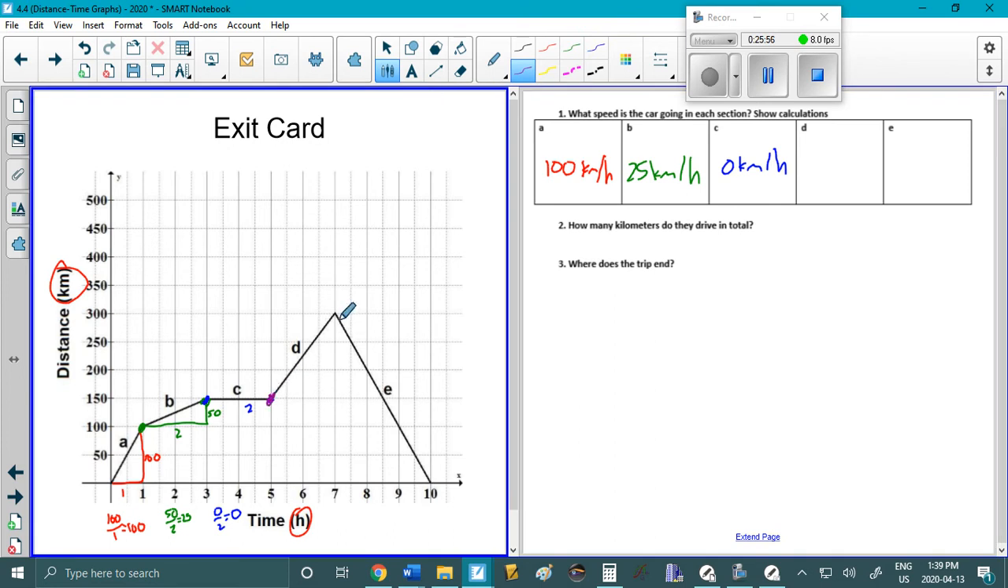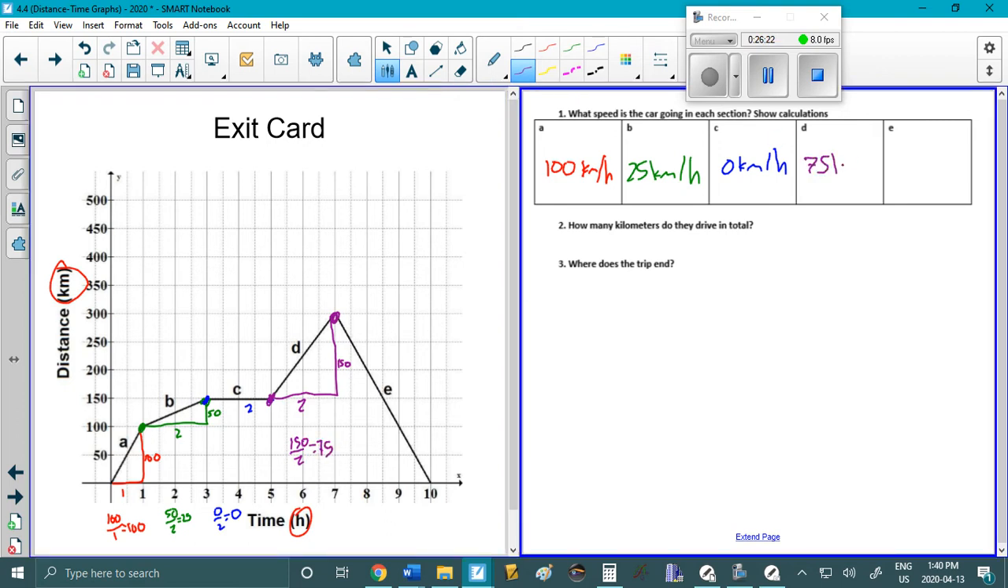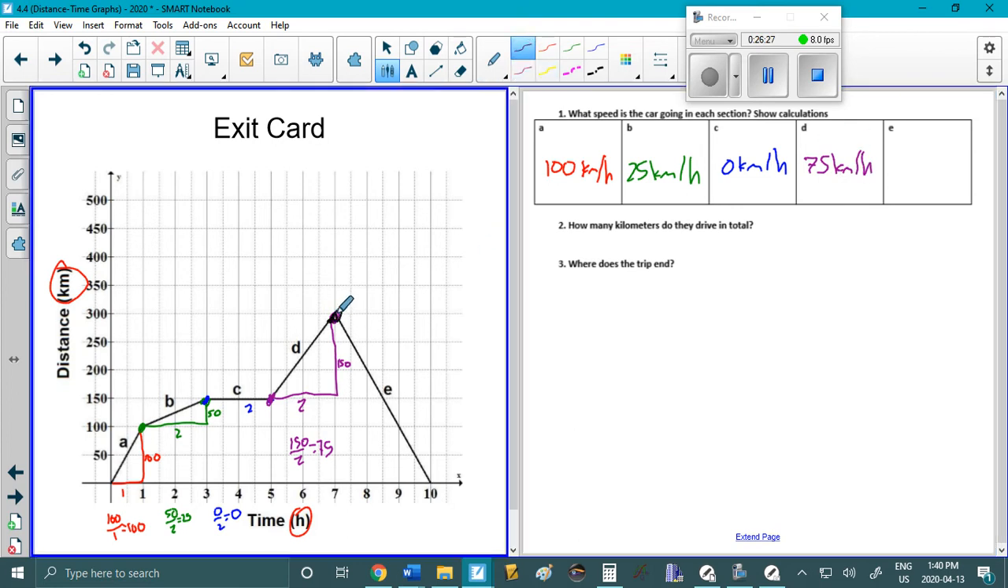Part D, from here to here. So I do my little triangle. You can see the triangle here. The distance goes from 150 up to 300. So 300 minus 150 is 150. The time goes from 5 to 7. 7 minus 5 is 2. So 150 divided by 2 is 75. So 75 kilometers an hour. And then part E starts here, goes all the way down here.